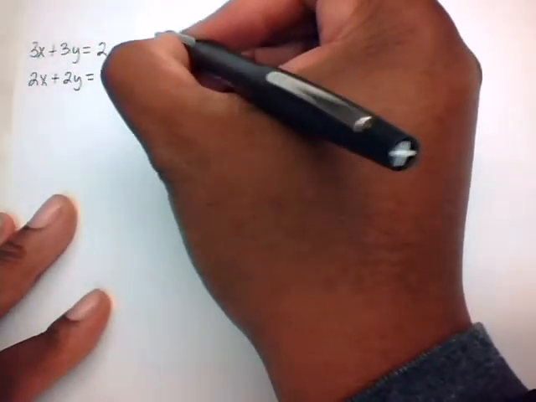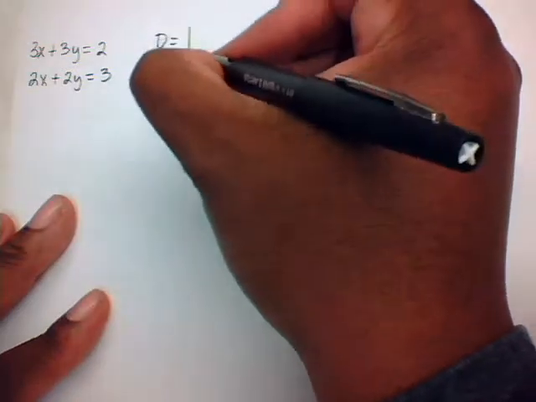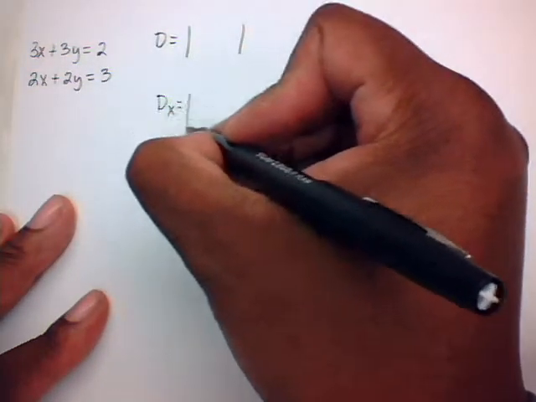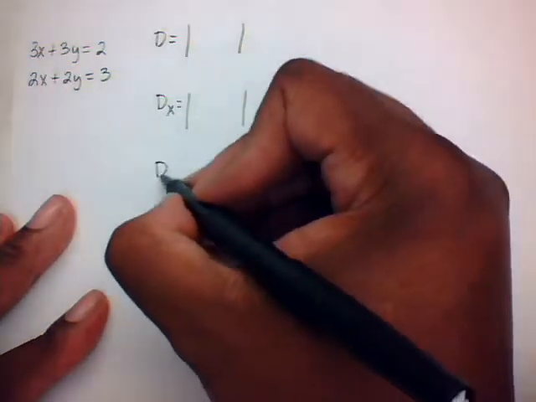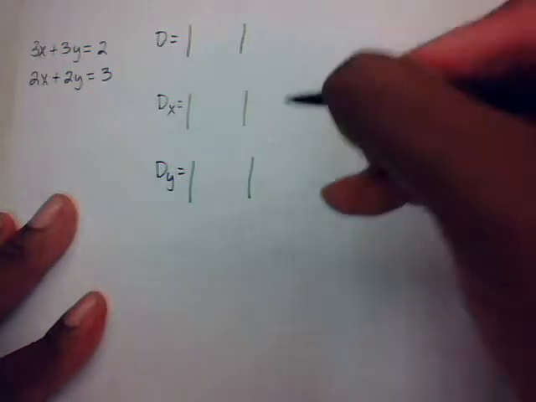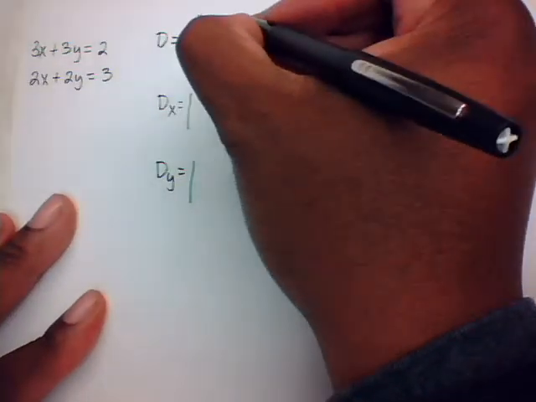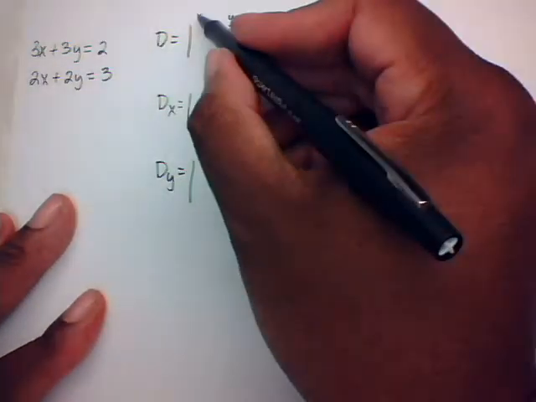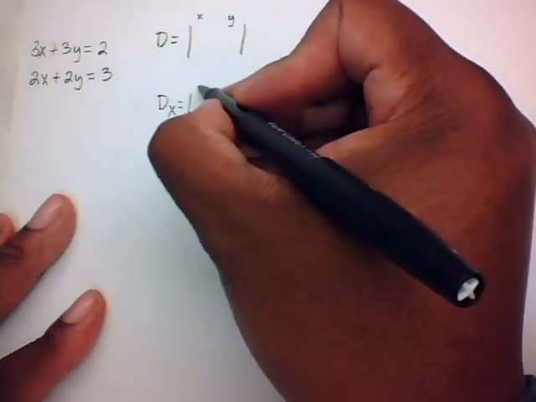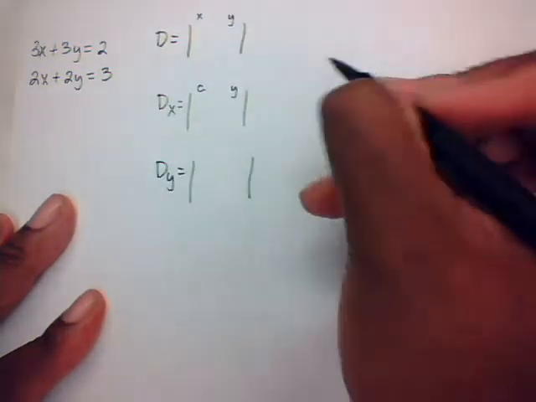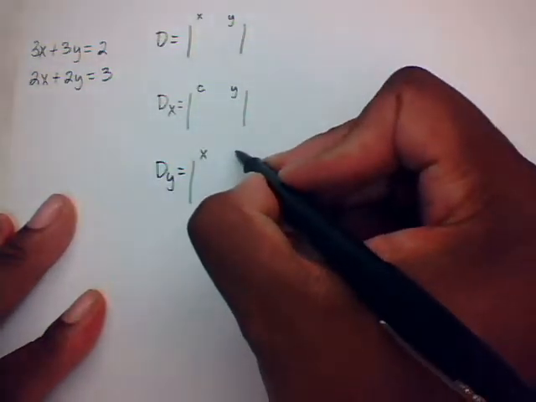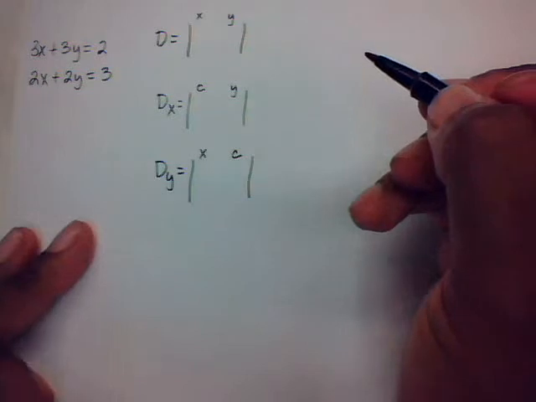So we know we're going to need D, and we know we're going to need D sub x, and also we're going to need D sub y. And of course for D, you have your coefficients of x and y, so we can write x and y in each column. For D sub x, we replace the x with the constants, and we still have our y's. But for D sub y, we still have our x's, but the y's are replaced with the constants.